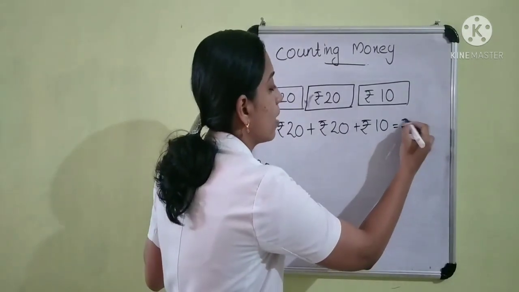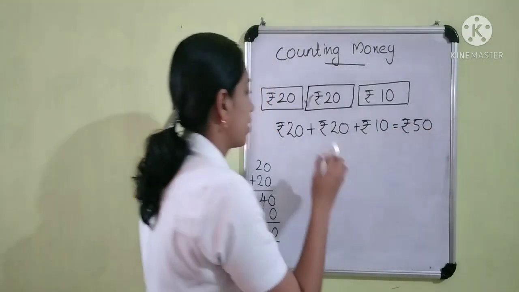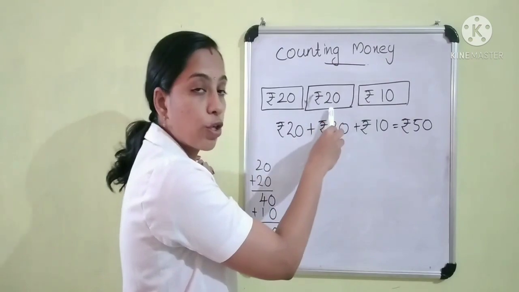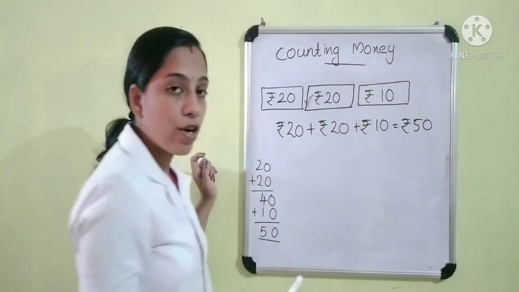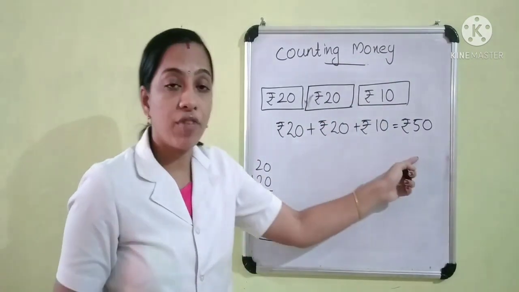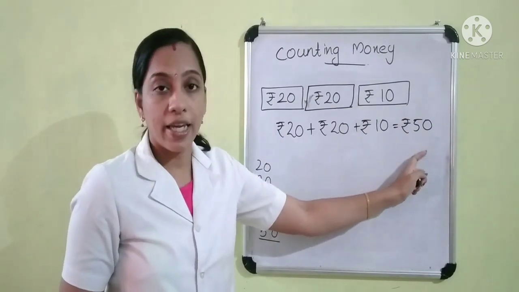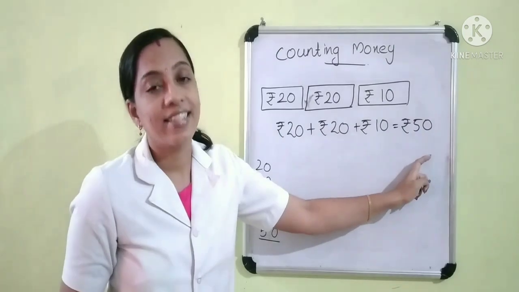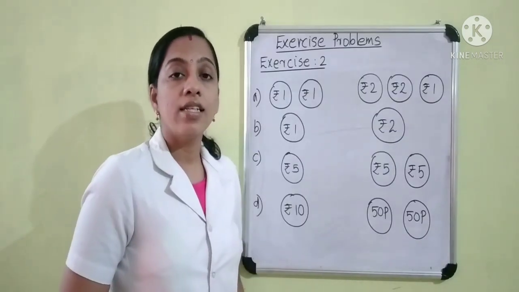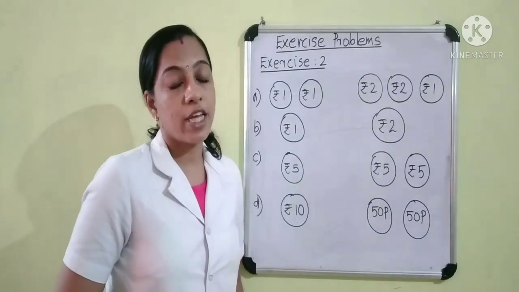So let us write here 50 rupees. That is 2 20 rupees notes and 1 10 rupees note make 50 rupees. In this way, we can add the money. Is it clear, children? Yes. Next, let us do the exercise problems in your textbook.